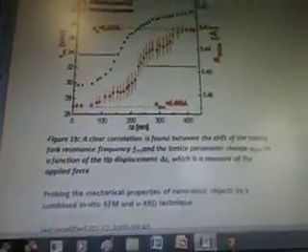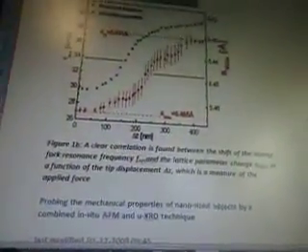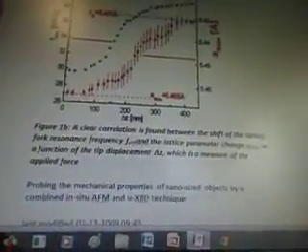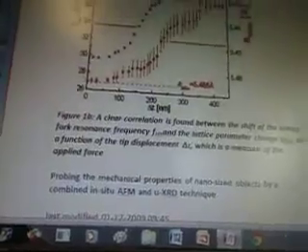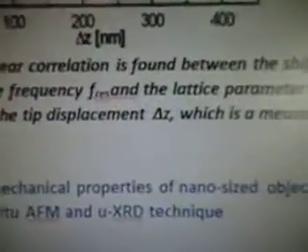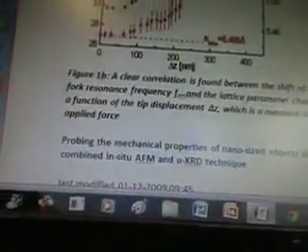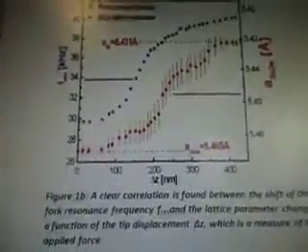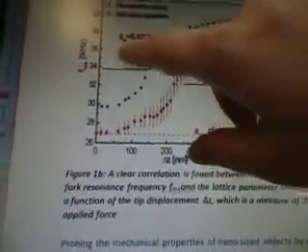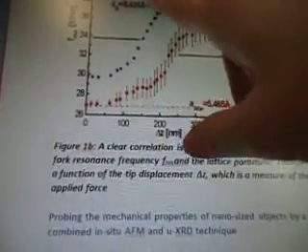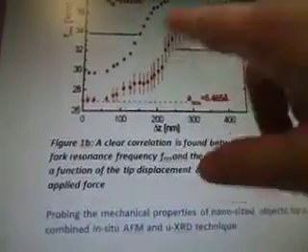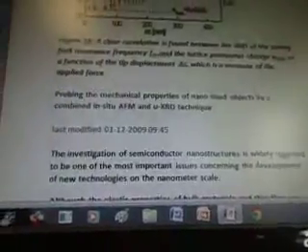Okay, figure 1b. A clear correlation is found between the shift of the tuning fork resonance frequency Fres and the lattice parameter change Δa SiGe as a function of the tip displacement ΔZ, which is a measure of the applied force. So that's got your Δa, kilohertz, and this here resonance frequency, SiGe lattice parameter. Okay. Probing the mechanical properties.